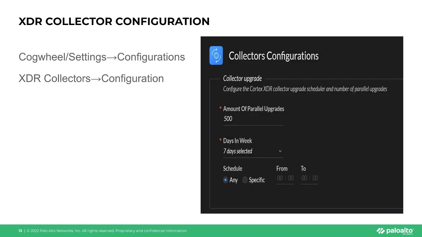To configure our collector, we click on the cogwheel settings, then on configurations, and under XDR collectors, we click on configuration. Here we can configure the maximum number of parallel agent upgrades. By default it is 500, which is also the maximum amount allowed. Then we specify the days in the week, and we can also configure the scheduled hour for the upgrades to happen.